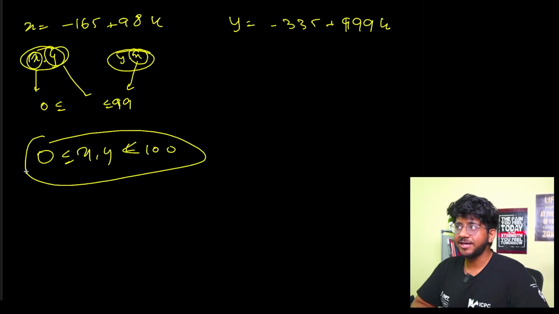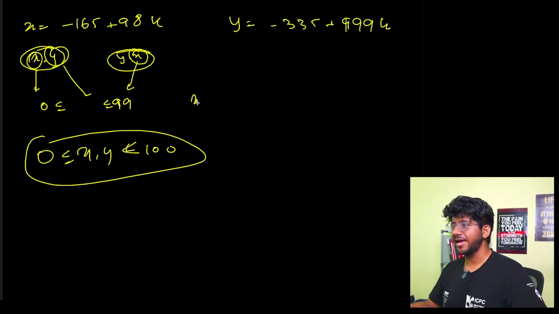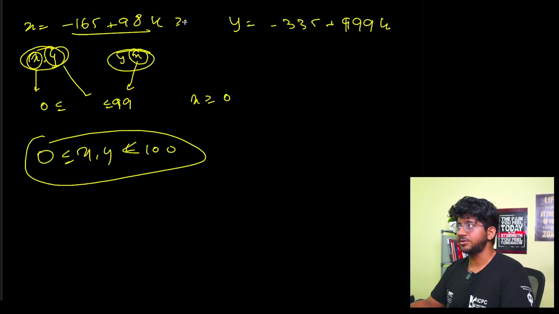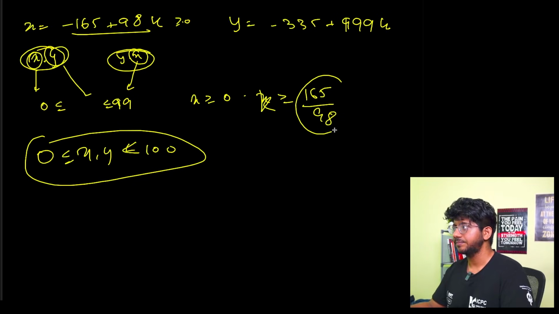And that's pretty interesting if you think about it, right? Let's try to use this equation. So x is greater than or equal to 0. So we plug in these values. So you will get x greater than or equal to 0 means this equation is greater than or equal to 0. So that will be just shifted to this side. K is greater than or equal to 165 by 98, right?